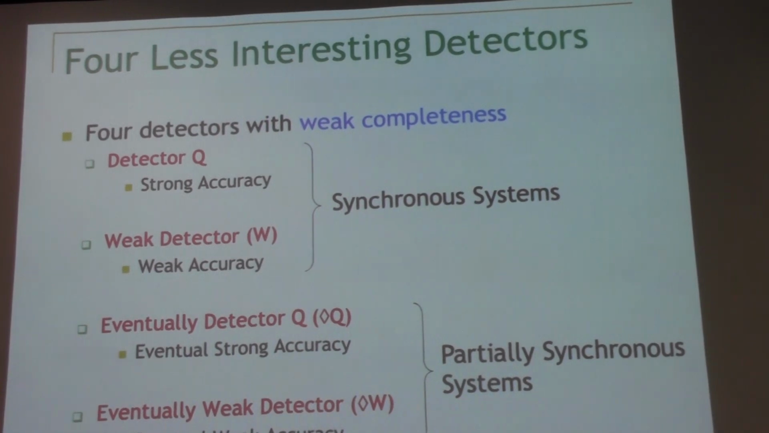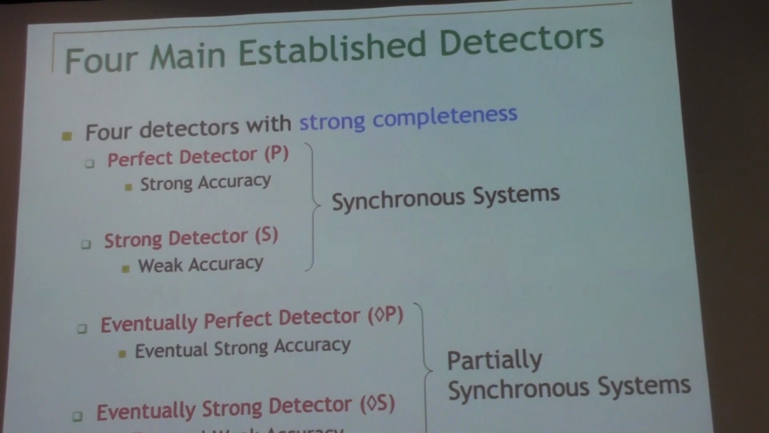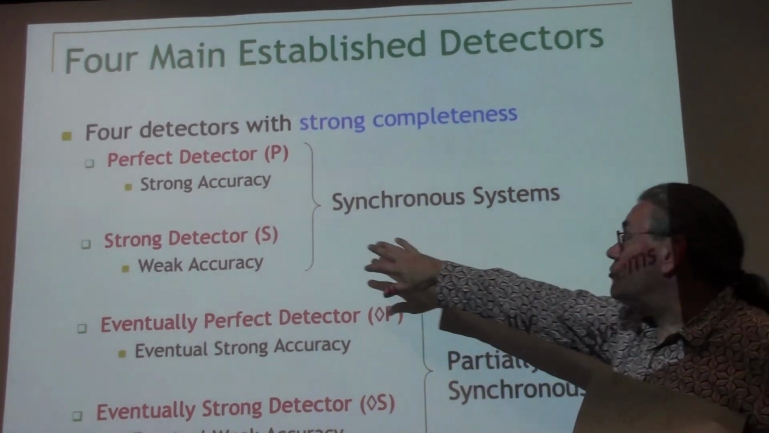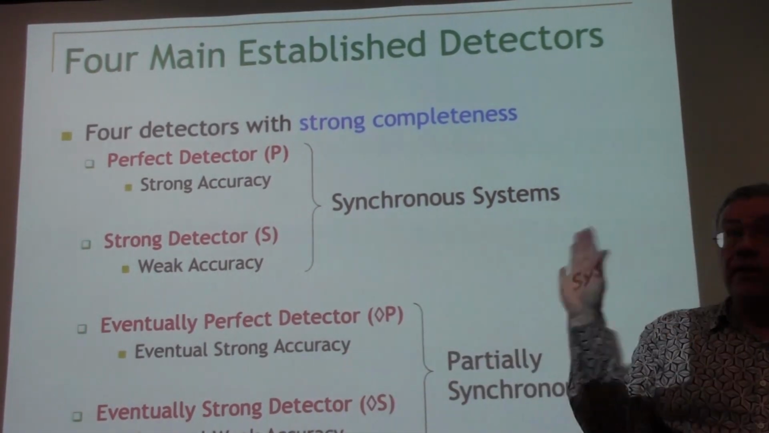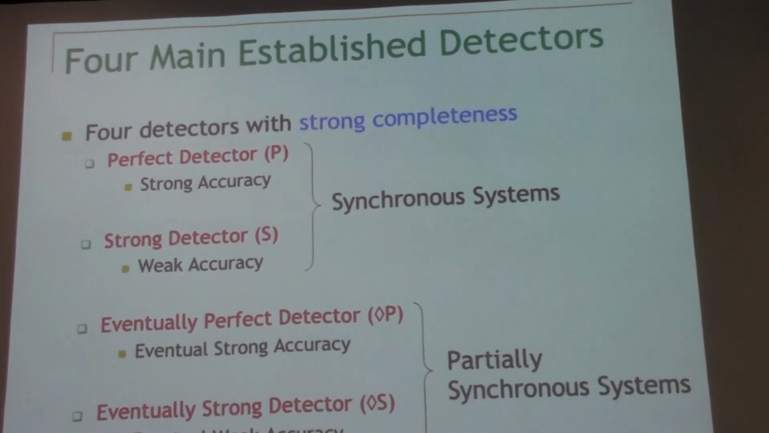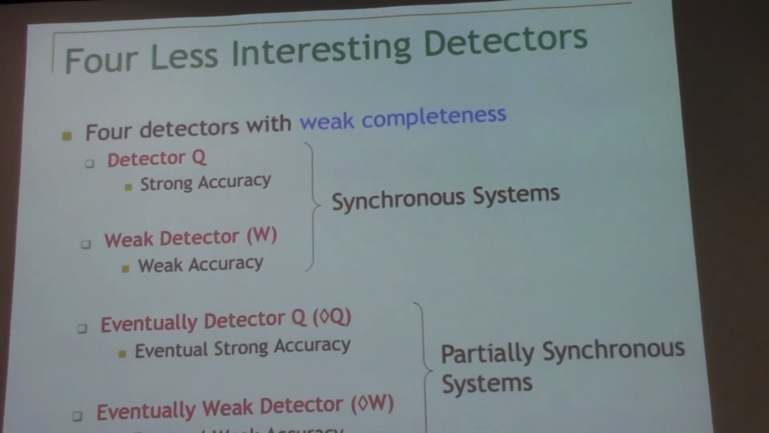It's just that the guy inventing them picked those letters. Okay, so you have Q, W, eventually Q. So that gives us 8. But in fact, out of those 8, by far the most important ones are P and eventually P, and a little bit still used are strong and eventually strong. That's it. The other 4 are basically not used. I mentioned them just in case so that you have a complete view of what people were talking about.